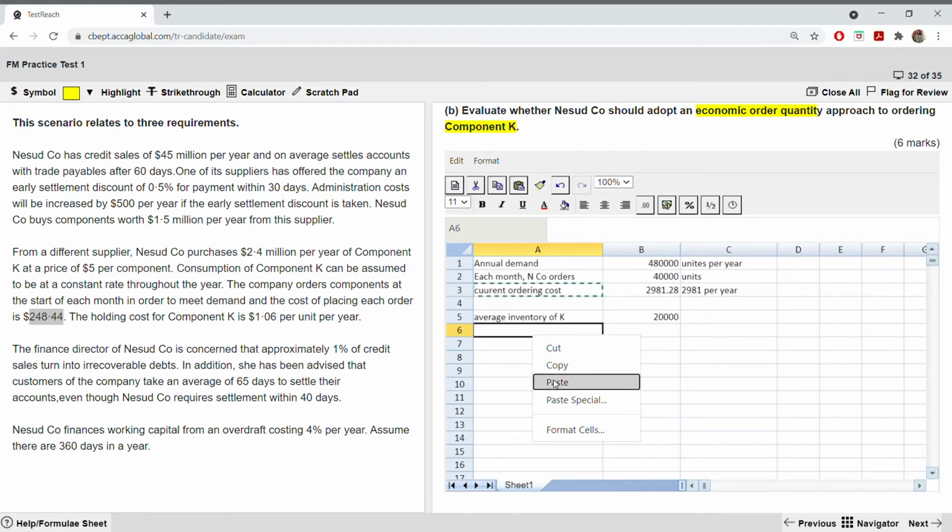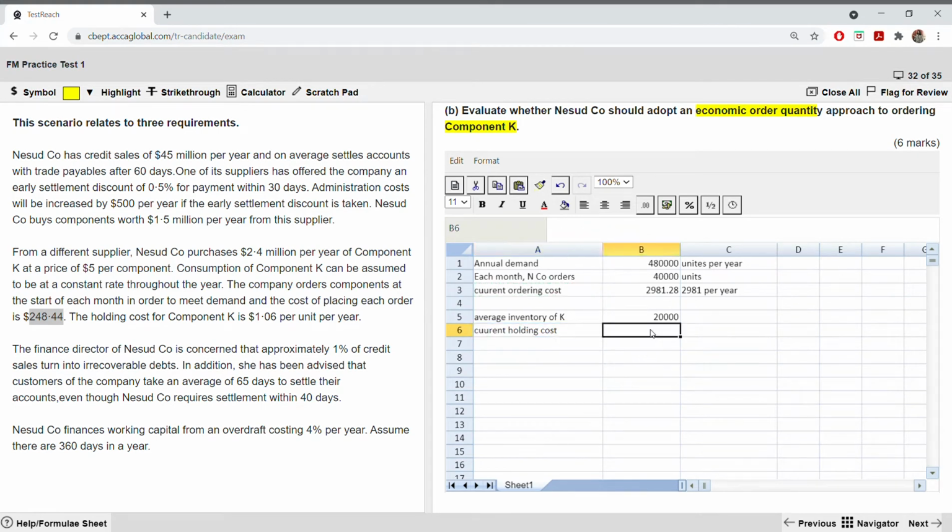Next we have current holding cost. I'm just going to copy paste and change this to holding cost. Okay, the current holding cost: the holding cost of component K is 1.06 per unit per year. So how many units? It is equal to 20,000 units multiplied by 1.06 per unit, which is 21,200.